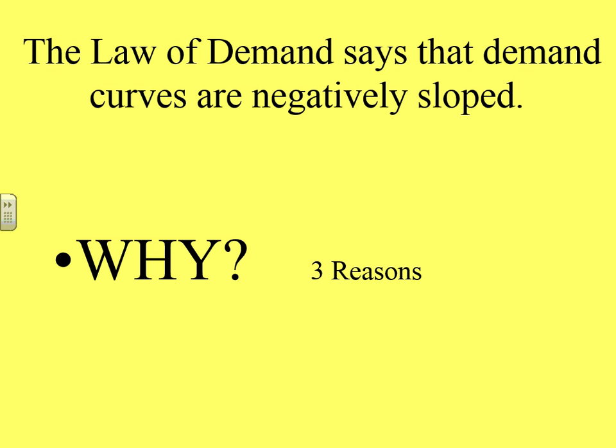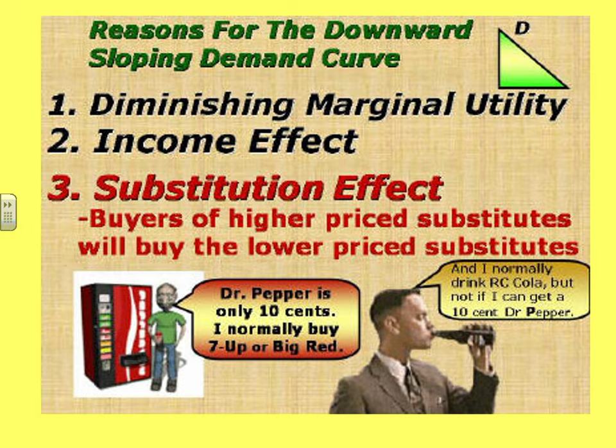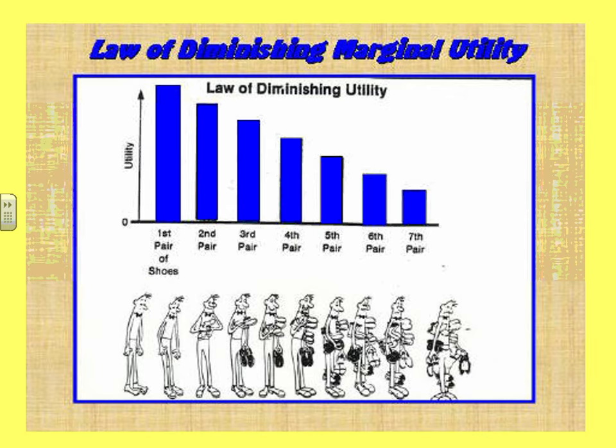So when you ask why the demand curve is negatively sloped, or downward sloping, the first two reasons are the ones that we just talked about: the income effect and the substitution effect. And then there's another reason, the law of diminishing marginal utility. It's really a long name for something that's pretty easy to understand.